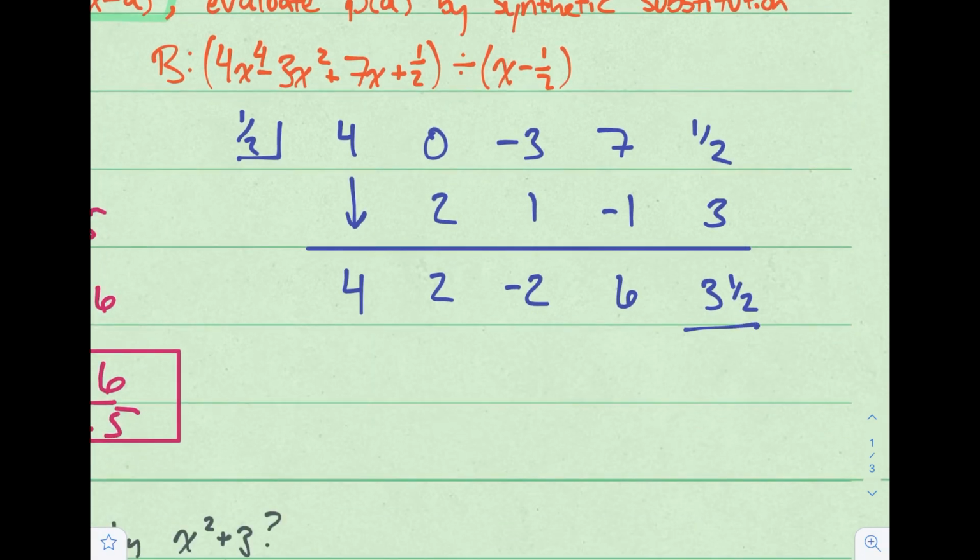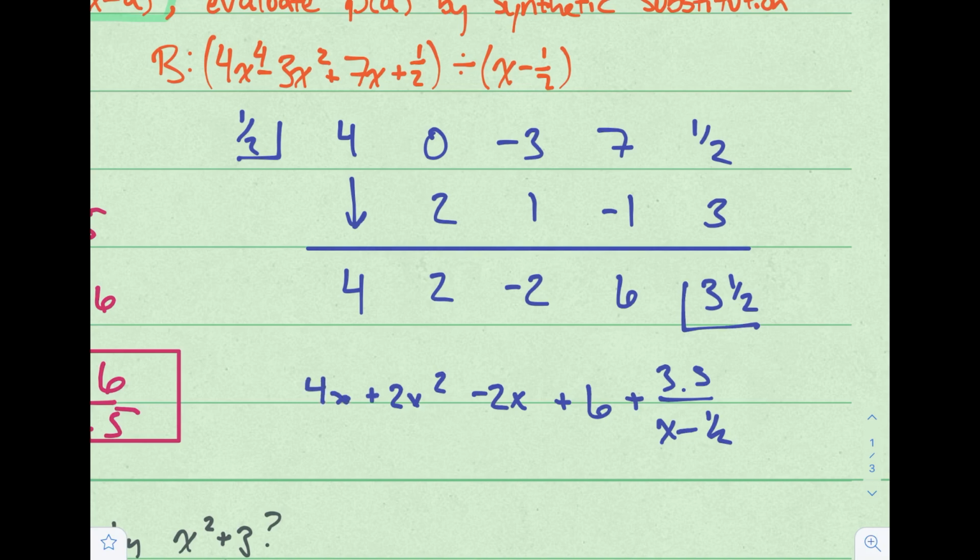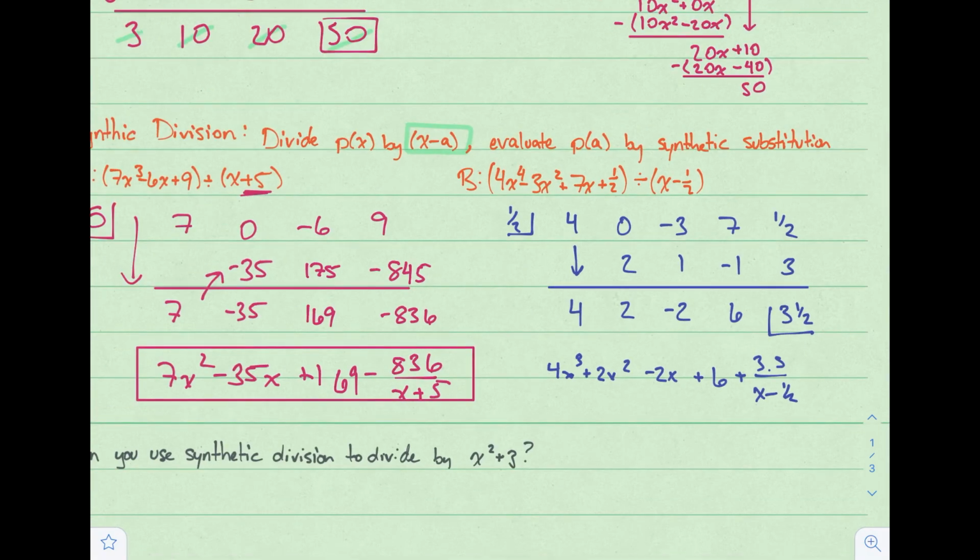Again, this term at the end is our remainder, so we'll have 3.5 over x minus 1/2. 6 is our constant term. -2 is our x. 2 is our x squared. And 4 is the x cubed. We would just continue building in degree as long as we have more terms. So that's how we do synthetic division. It is a shortcut for division whenever we want to divide by something of the form x minus a.